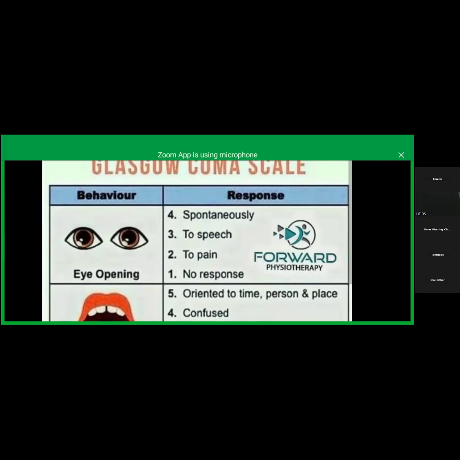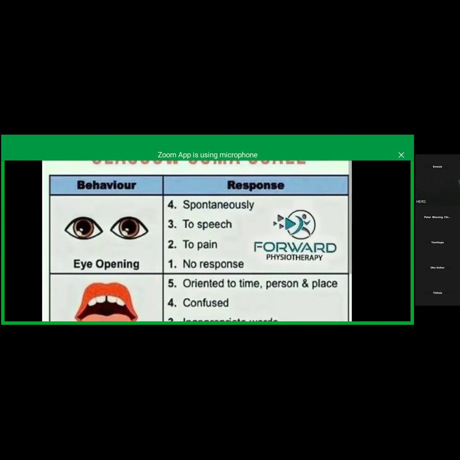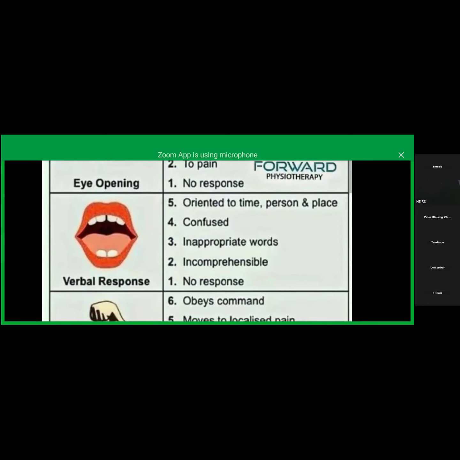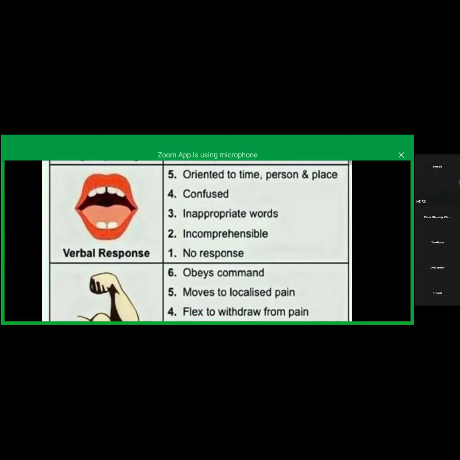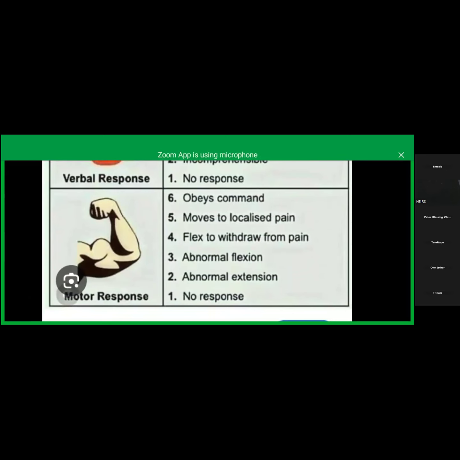So Glasgow Coma Scale uses just three things. The first one is eye opening, what we call the response to eye opening. And the second one is verbal response. We call this best verbal response. Why do we call it best? We call it best because we want to know how best the patient responded. And the last one is also best motor response.